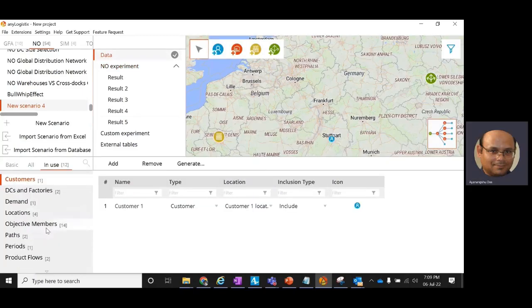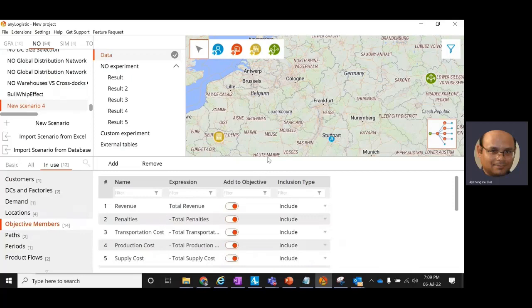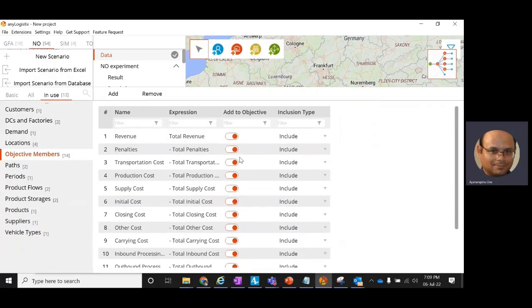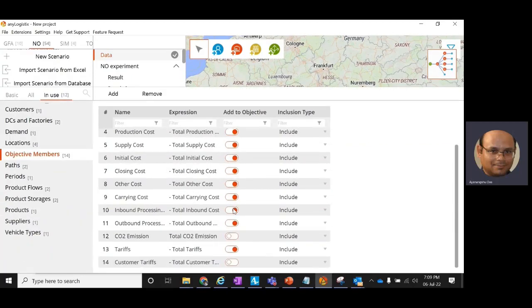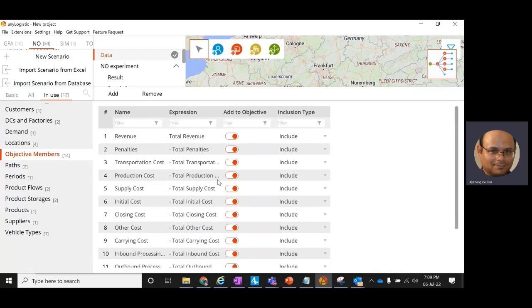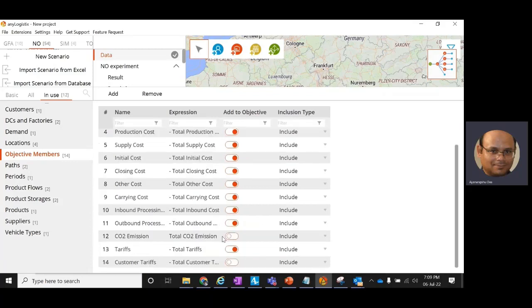Another important table to understand would be the objective members. So objective members is where we are defining the objective of the total optimization. So here it is profit maximization, where we are trying to maximize the revenue while minimizing the total costs. So costs include the inventory carrying cost, the transportation cost, the production cost, etc.